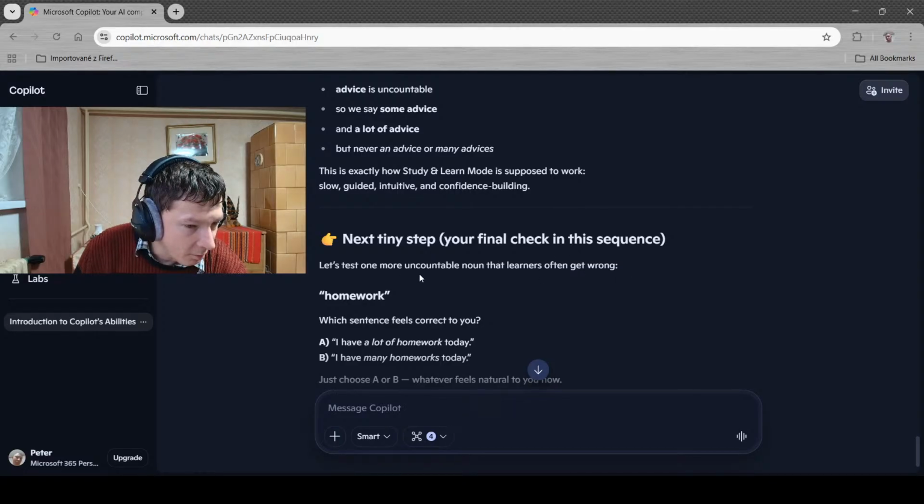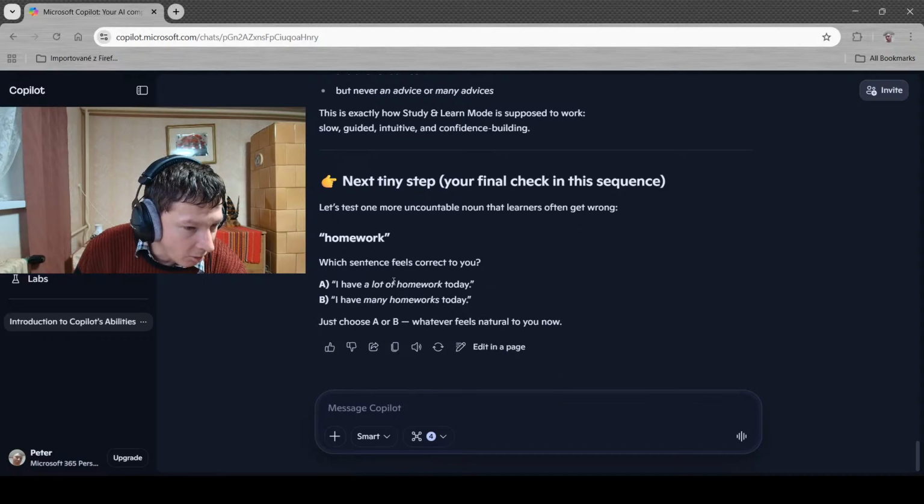Let's test one more uncountable noun that learners often get wrong. Homework. Which sentence feels correct to you? A. I have a lot of homework today. B. I have many homeworks today. I think A. A.